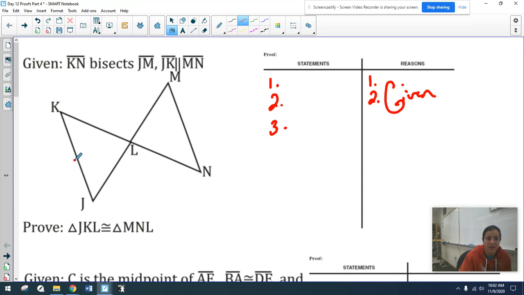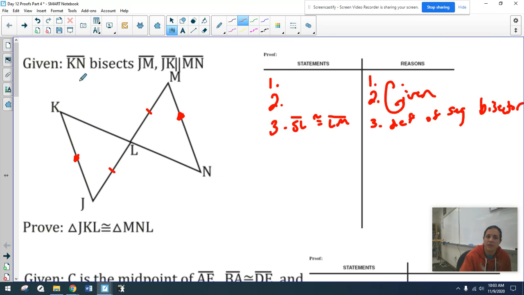So they told me that JK is parallel to MN, which is fine. And then we've got KN, this bisects JM. So what you know is that it cuts it in half. So that's going to be my step 3. So I'm going to say JL is congruent to LM. The reason why we knew that is because it told me that KN bisected it. So this is going to be the definition of a segment bisector.